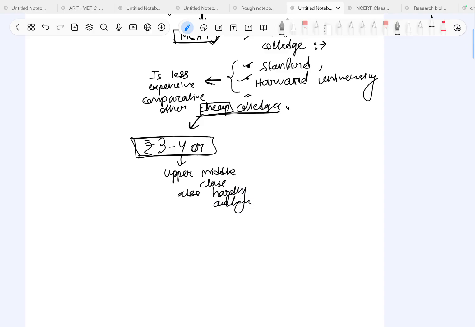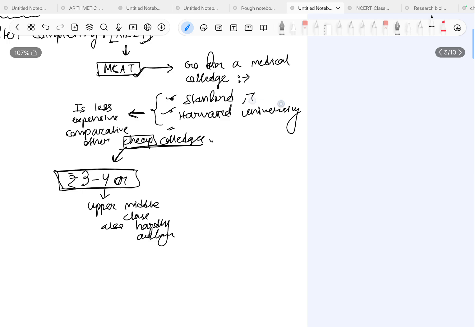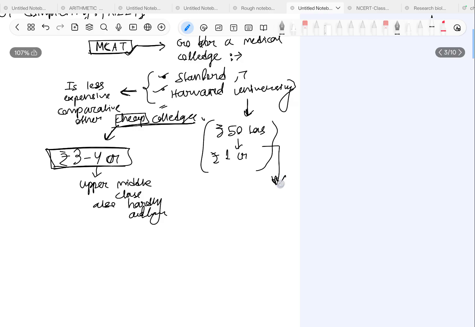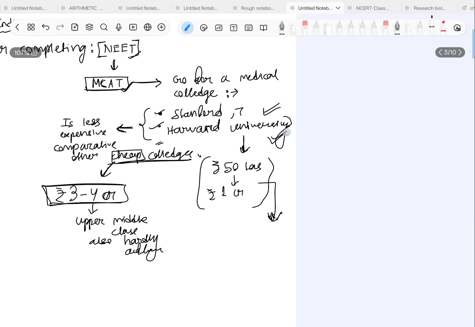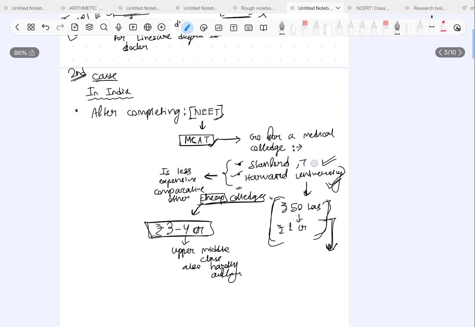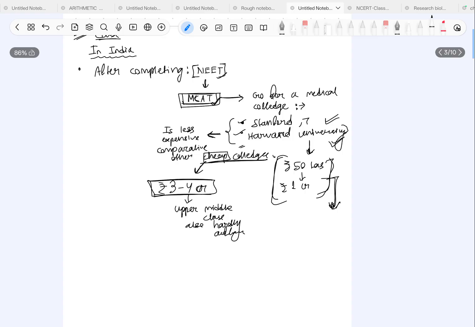But top colleges like Stanford or Harvard University will cost you like 50 lakhs to 1 crore, or if you take the scholarship it will be more down. Although these are private universities, they charge less money, with many scholarships also if you crack it. After giving the MCAT, you can directly go for the USMLE exam.